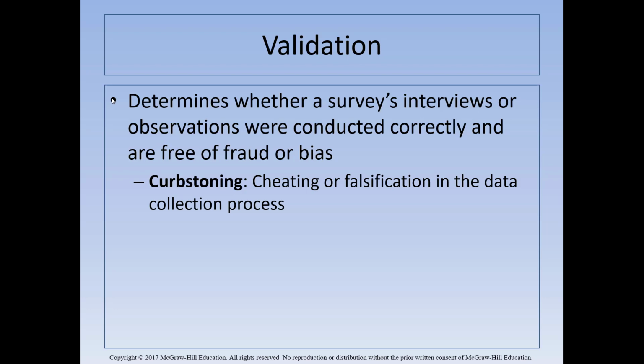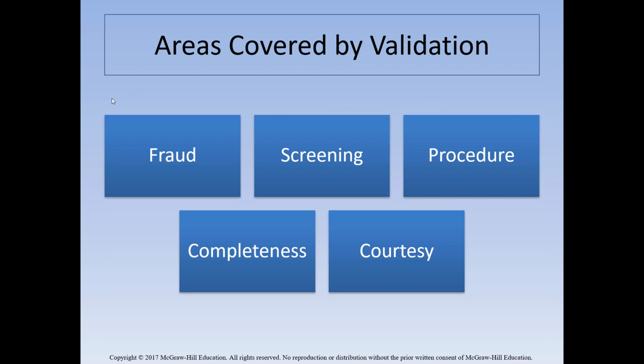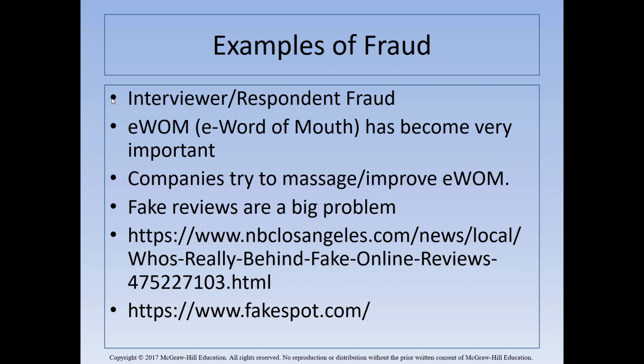We've already covered curbstoning, this kind of falsification of the data, which may be some sort of issue. And the idea of validation is we can try to validate the data and look for errors in these different areas. So we can look for fraud, we can do data screening, we could look at the data collection procedure, we could look if the data is complete, and then we can look for something called courtesy bias. Okay, so examples of fraud. I think I already gave you this example earlier in the class, so we won't do more about it.